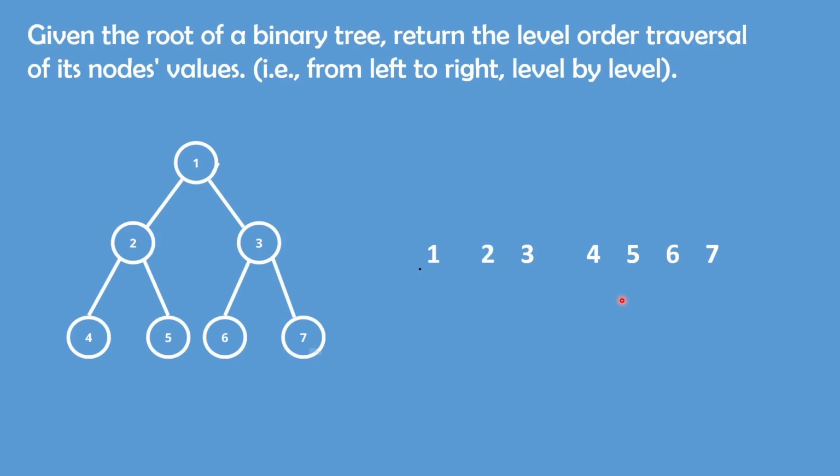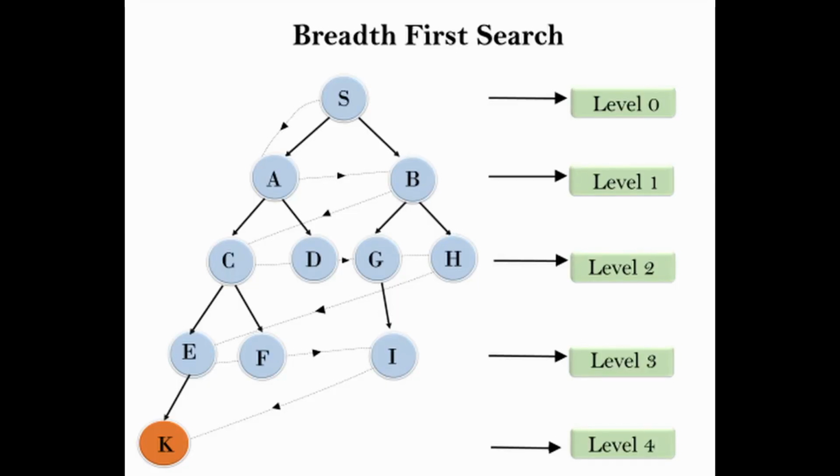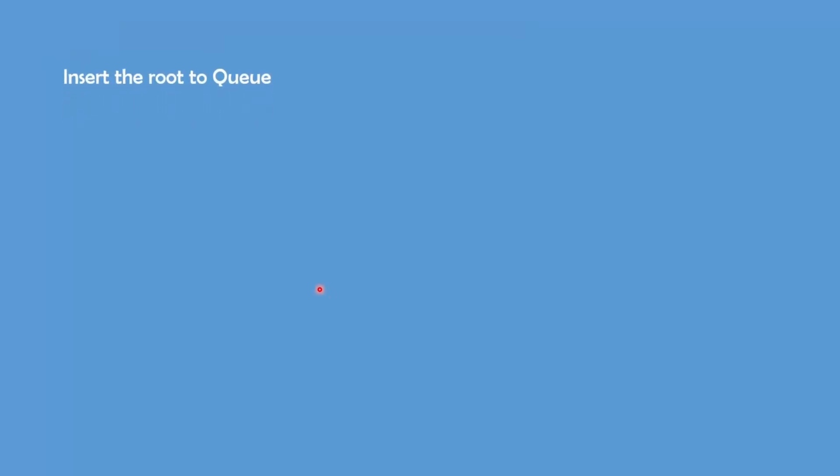Seeing the problem statement, the first thing that should come to your mind is solving this problem using BFS or breadth first search, because breadth first search traverses a tree or graph by how it traverses at first the root, then all the descendants of that node, after that the descendants of those nodes in a serial wise. So our solution approach will be inserting the root to the queue.